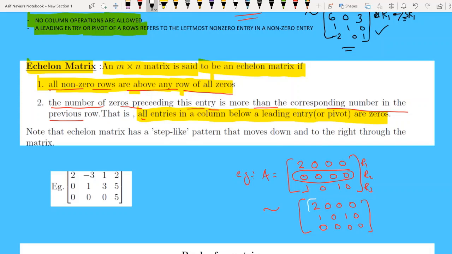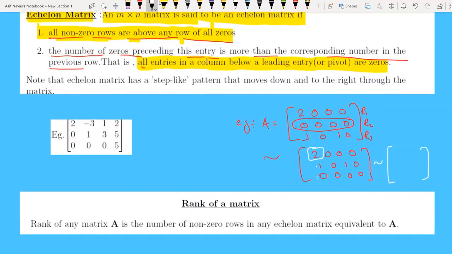So here this is a leading entry, non-zero leading entry, and these entries must be 0. So how to make that entry 0? You have to perform row operations. So this is 2 0 0 0 and I want to make this 0. So what row operation do we want? R2 implies 2 R2 minus R1.